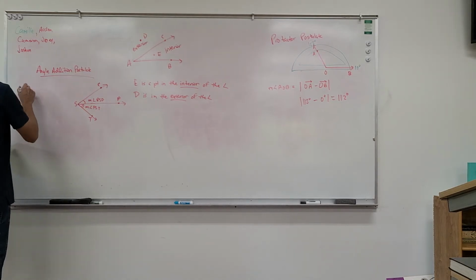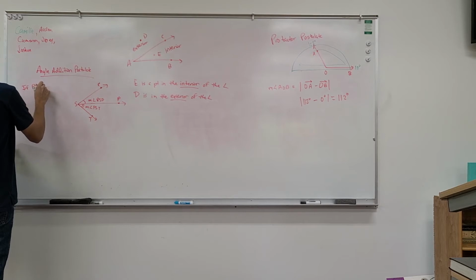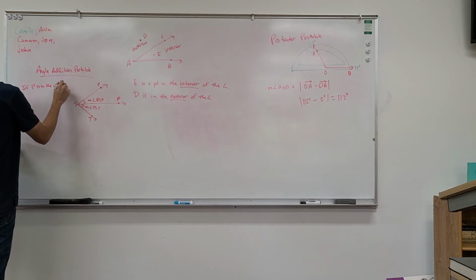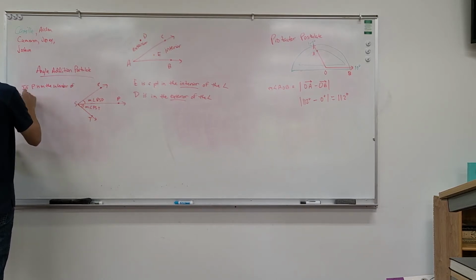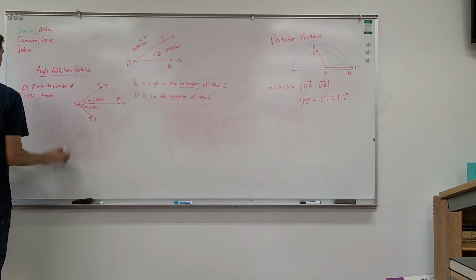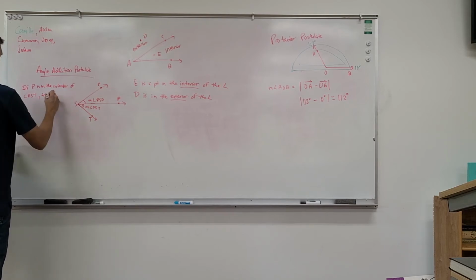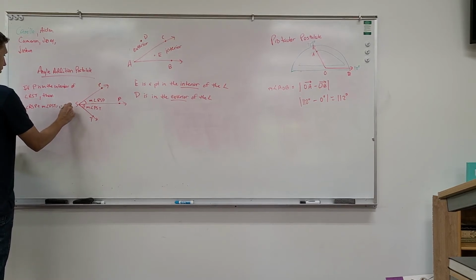And so if P is in the interior of angle RST, then the measure of angle RSP plus the measure of angle PST equals the measure of angle RST.